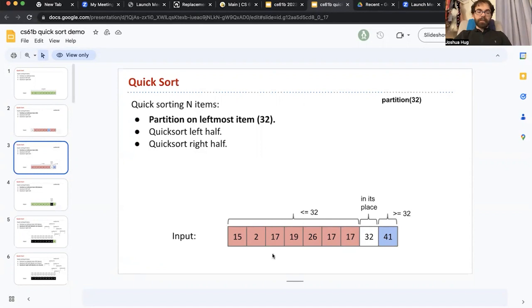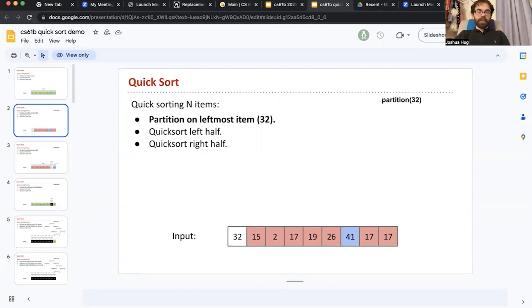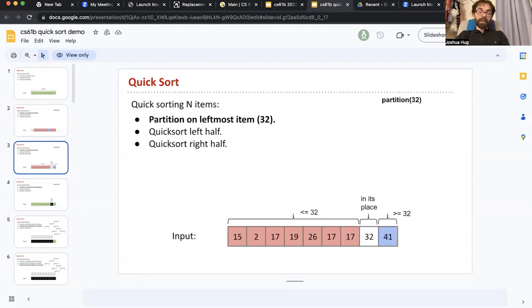Good. Now, there's no specific ordering that these left items end up in. Any partitioning is valid, meaning it doesn't matter what permutation you have of the red items, all of them are equally valid for the purposes of partitioning. Okay, so that's a review of Quicksort. And so now I'll kick it over to me from earlier today.